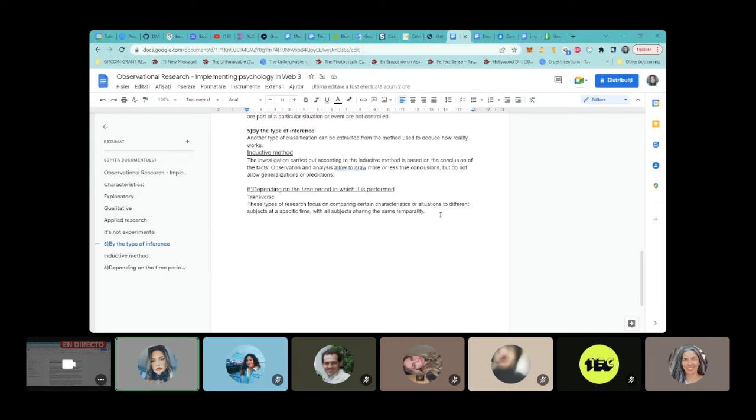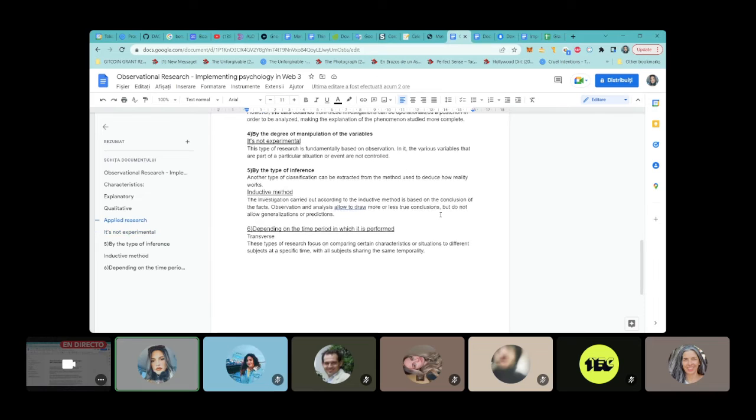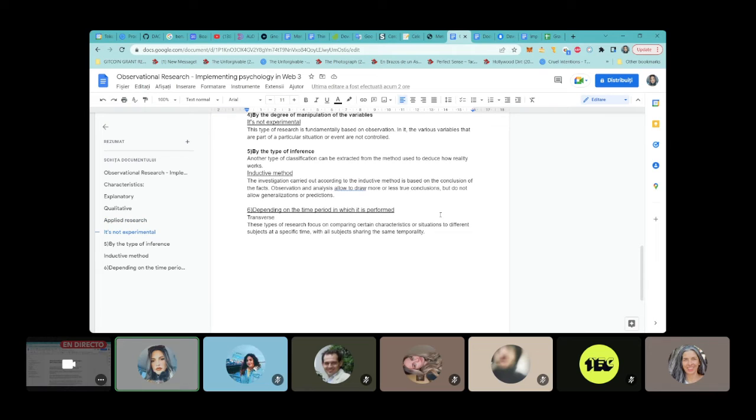Based on the sixth characteristic, depending on the time period in which it's performed, ours is transverse. These types of research focus on comparing certain characteristics or situations in different subjects at a specific time, with all subjects sharing the same temporality.